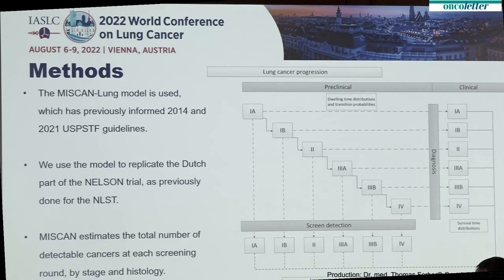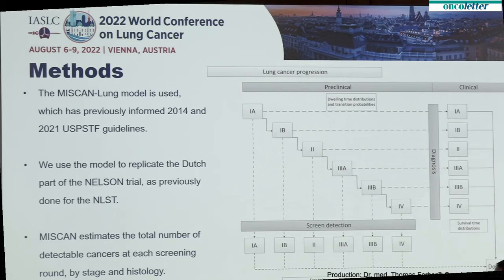To make this assessment, we use a microsimulation model, which is the MISCAN-Lung model. It's been used for other studies before. We have done some cost-effectiveness analyses with it, and it has also informed the 2014 and 2021 USPSTF guidelines for screening eligibility.